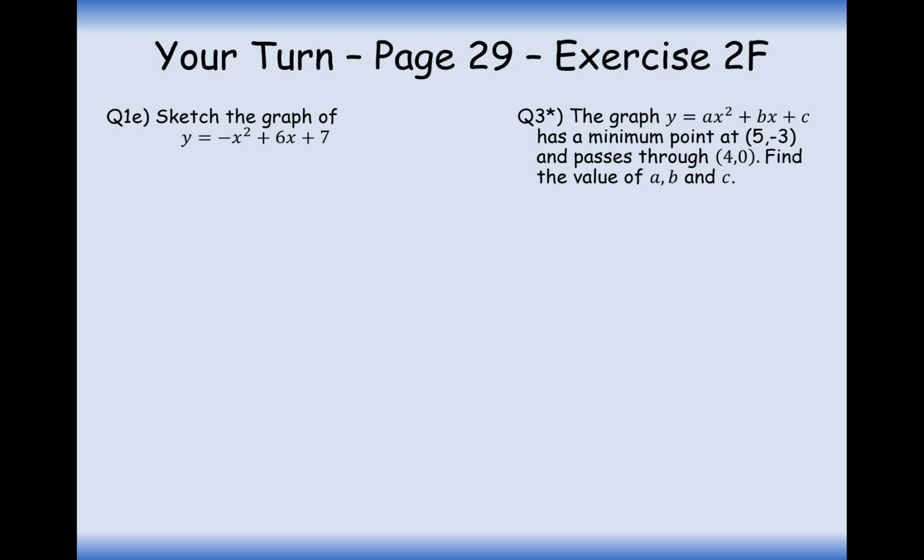So the first question, sketch the graph of y equals -x squared plus 6x plus 7. Now straight away from the -x squared term, I know I'm going to have a sad face graph. The first thing I'm going to do on this graph here is to find the y-axis intersection, so therefore x equals 0. Plug x equals 0 in and we get straight away that we get a 7 here.